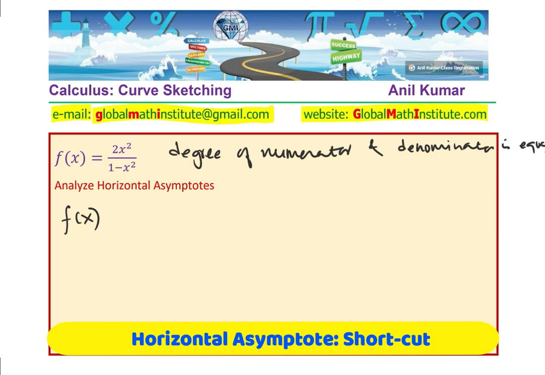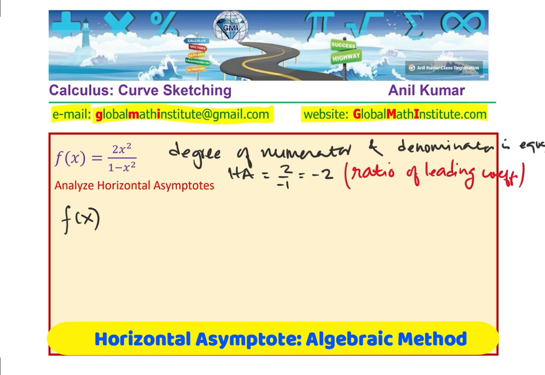In that case, we have a horizontal asymptote, which is the ratio of leading coefficients, right? In this case, it'll be 2 over minus 1, or minus 2, which basically is the ratio of leading coefficients of numerator and denominator. That is a shortcut. But how do we do it algebraically? That is what I'll show you in a minute.